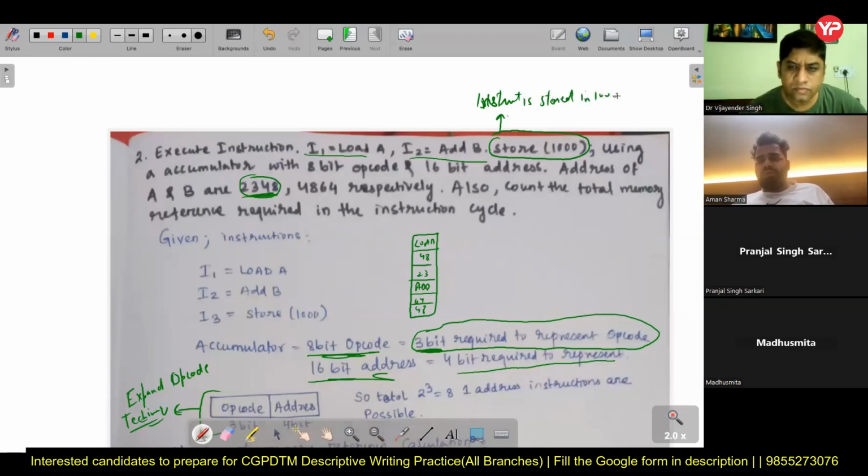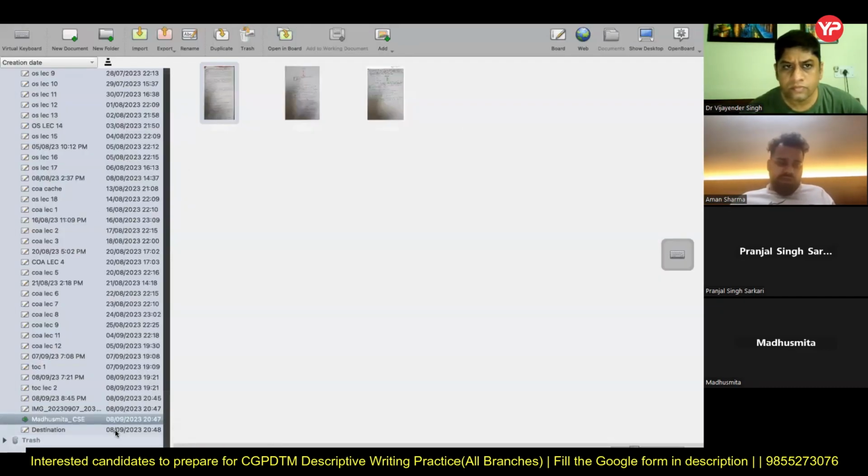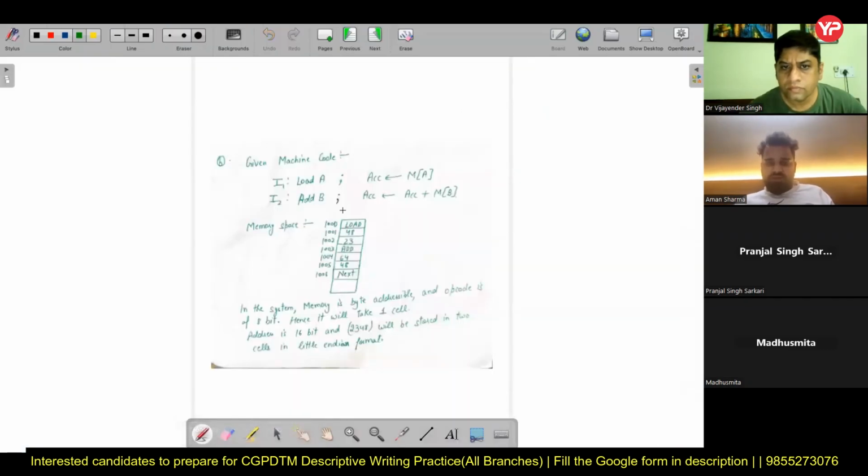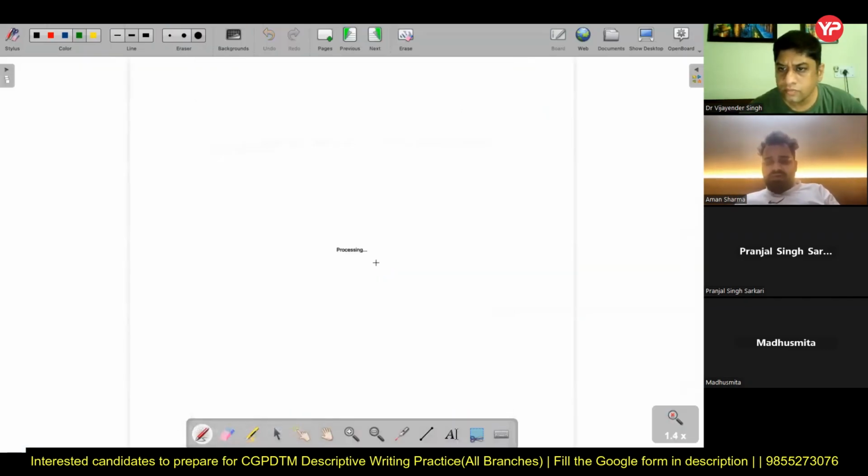The instruction is stored in 1000. So this means this is the address where the instruction is stored. After that, you have to calculate. So this will be used to calculate the PC. If you want to see how the answer would be in this case, first of all, this will be the memory space.